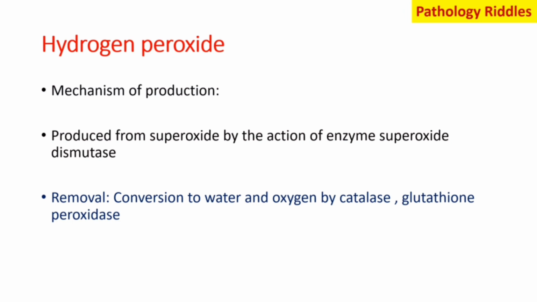The next reactive oxygen species is hydrogen peroxide. And how is this produced? It is produced from the previous free radical, that is superoxide, by the action of the enzyme superoxide dismutase. And how is hydrogen peroxide removed from the body? By conversion to water and oxygen by two enzymes. One is catalase and the other one is glutathione peroxidase.